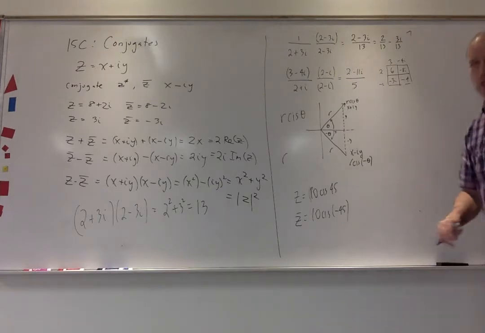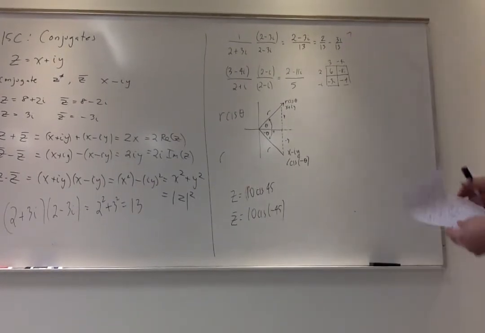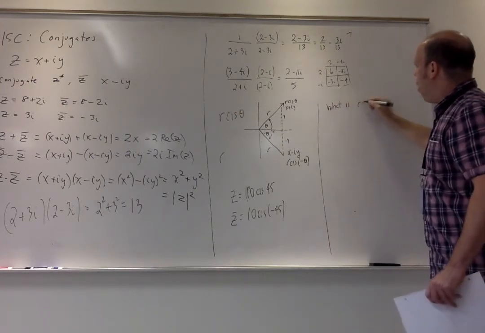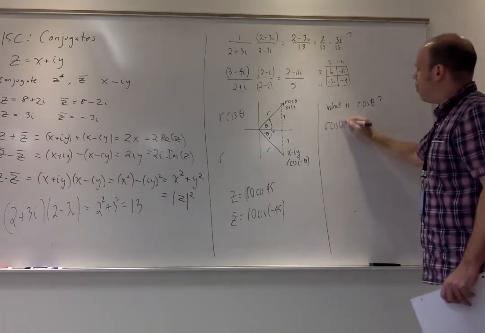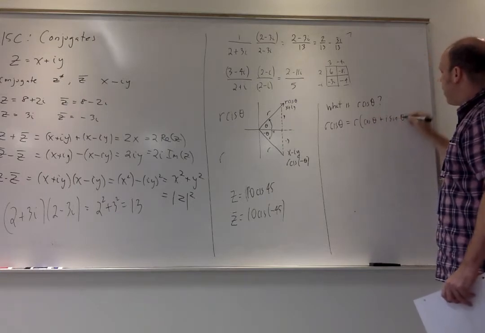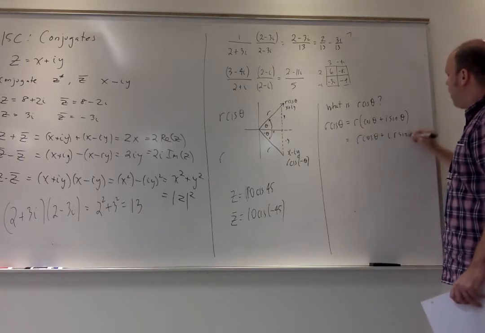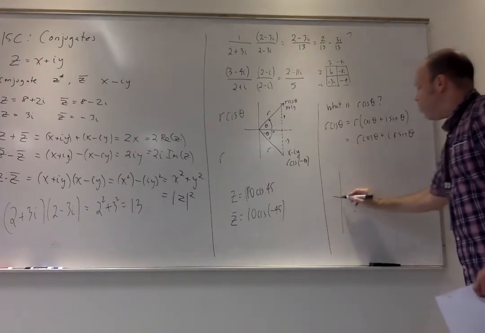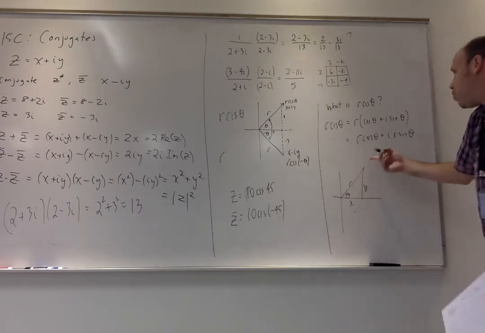And then I realized I don't think I talked about exactly what cis is. What is r cis theta? Well, r cis theta is r times cosine of theta plus i sine theta. And that's equal to r cosine theta plus i times r sine theta. And if you recall from our diagram over here, we have the triangle. This is x, y. We said this is theta and this is r.